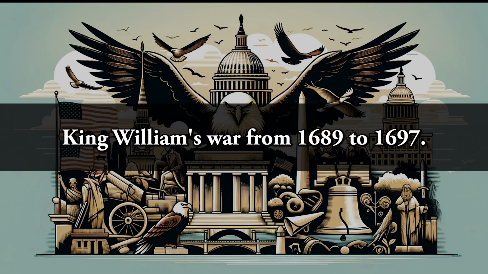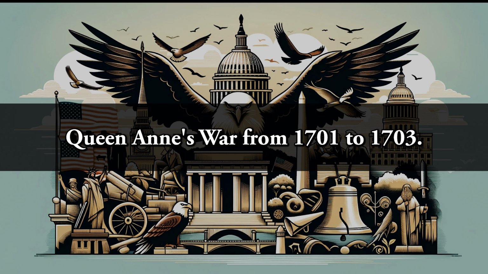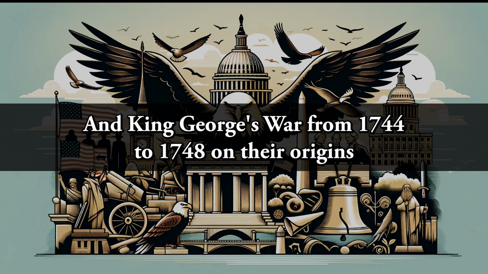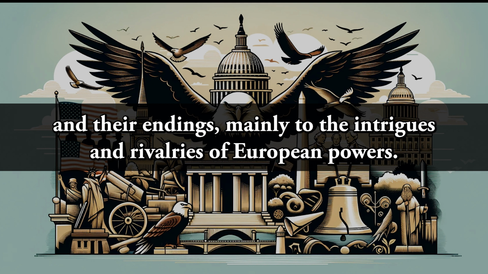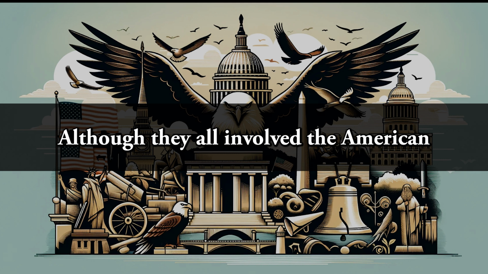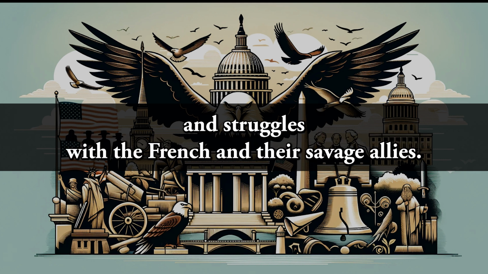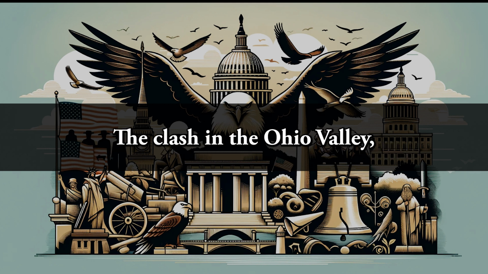King William's War from 1689 to 1697, Queen Anne's War from 1701 to 1713, and King George's War from 1744 to 1748 owed their origins and their endings mainly to the intrigues and rivalries of European powers, although they all involved the American colonies in struggles with the French and their savage allies. The Clash in the Ohio Valley.